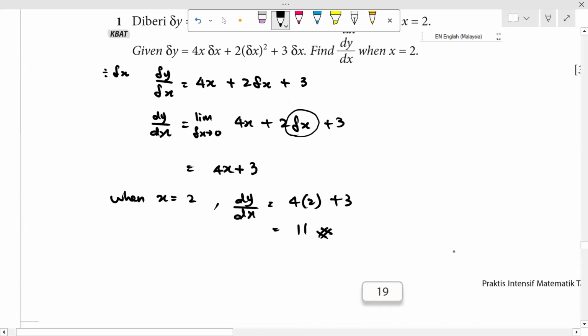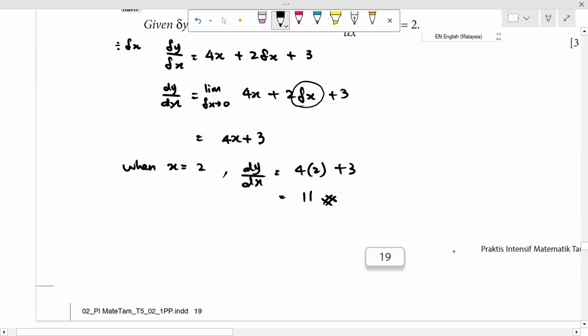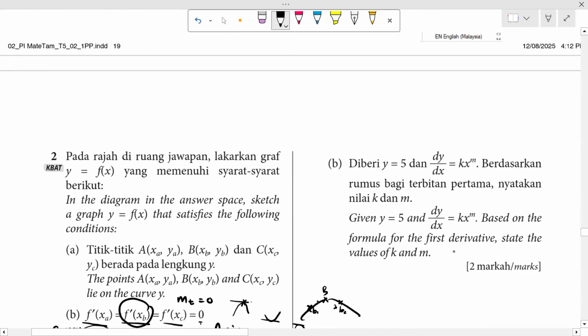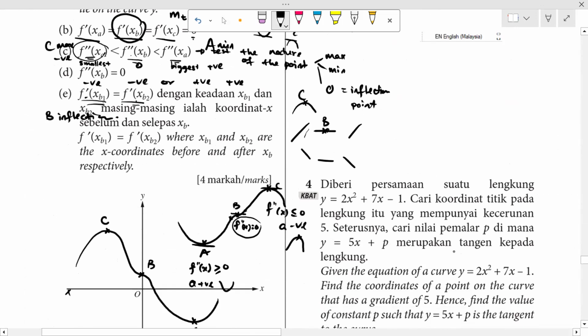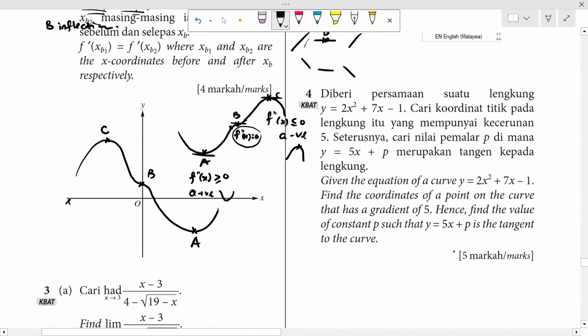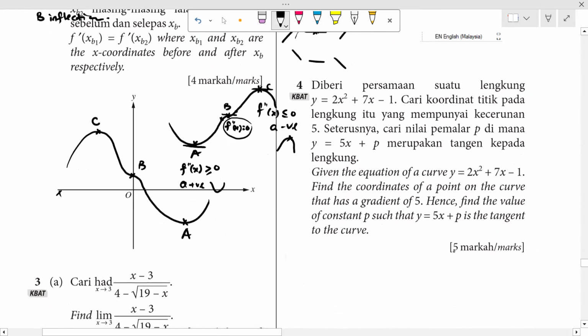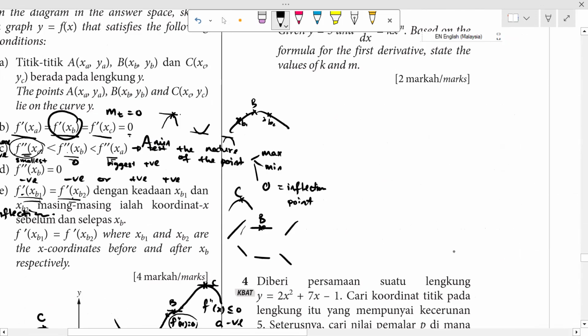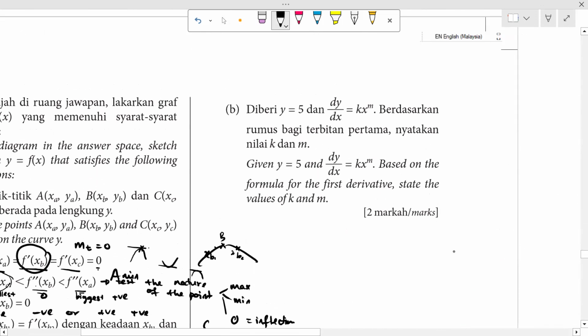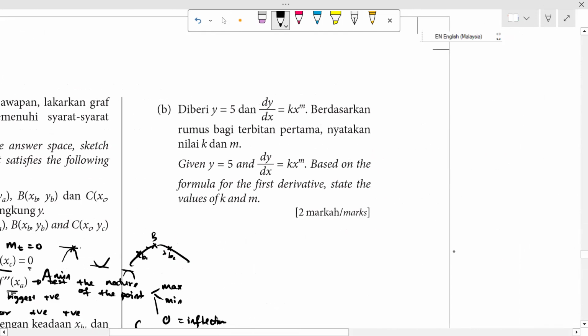Okay, find something also similar, yeah? Wow, too many keyboards. Too many keyboards already. I want something, this one, 2 marks only.